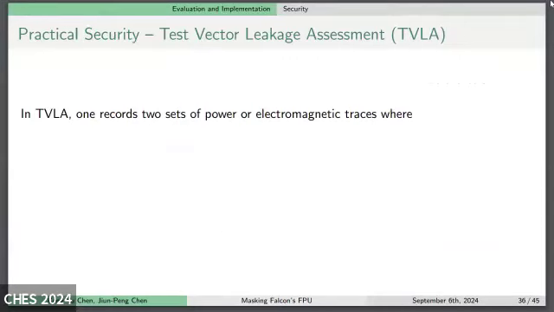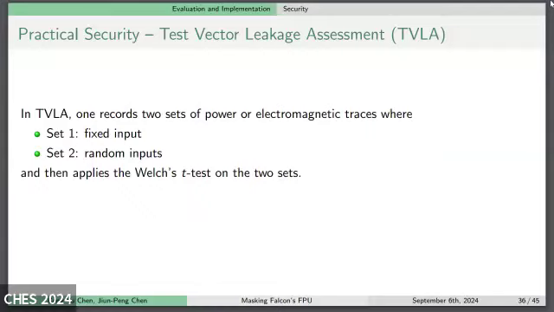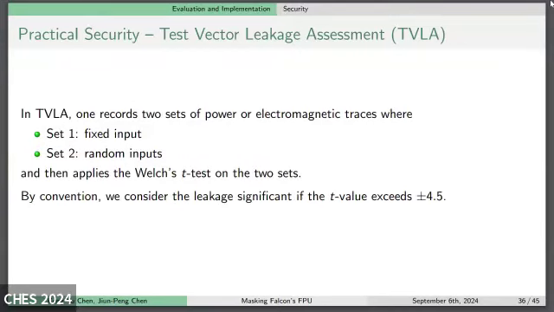And for practical security, we conduct the test vector leakage assessment, or TVLA. Let me just briefly recall how TVLA works. In TVLA, the experiment records two sets of power or electromagnetic traces, where the first set is given by running the program with a fixed input, and the second set is given by running the program with random inputs. Then we apply the t-test to see whether there's a significant difference between the two sets. By convention, we consider leakage significant if the t-value exceeds the 4.5 threshold.